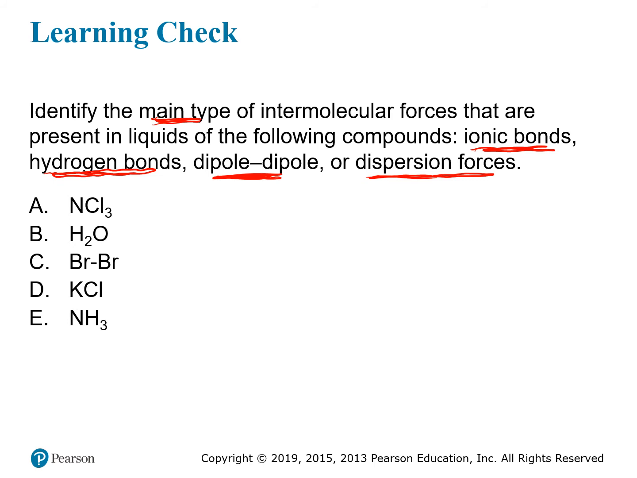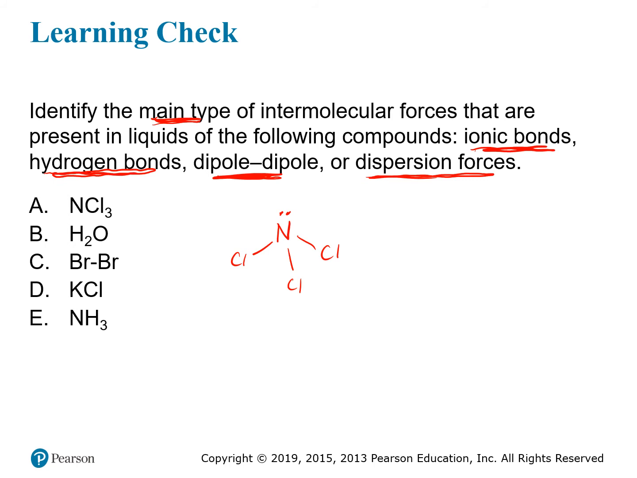Some of these we'll need to look at the structure, some of them we might not need to, so let's just go through them. The first is NCl3. Okay, so with NCl3, you have a bunch of polar bonds. Chlorine is more electronegative than nitrogen. So you should think about the shape, because once you know you have polar bonds, you have to worry about whether they cancel out or not.